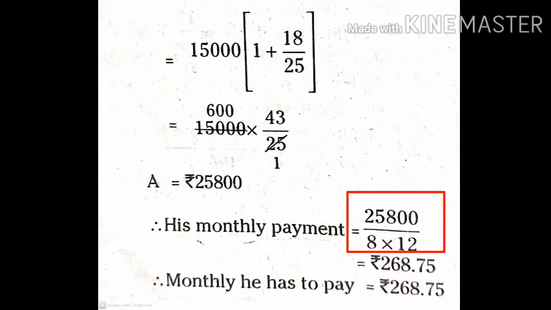is called 25,800 by 8 into 12. Here time we should convert into months. After calculation we get 268.75 paisas. Therefore, monthly he has to pay is equal to 268 rupees 75 paisas.